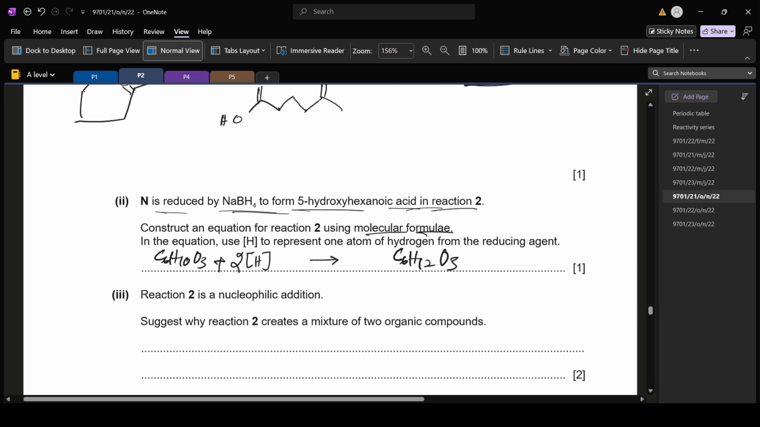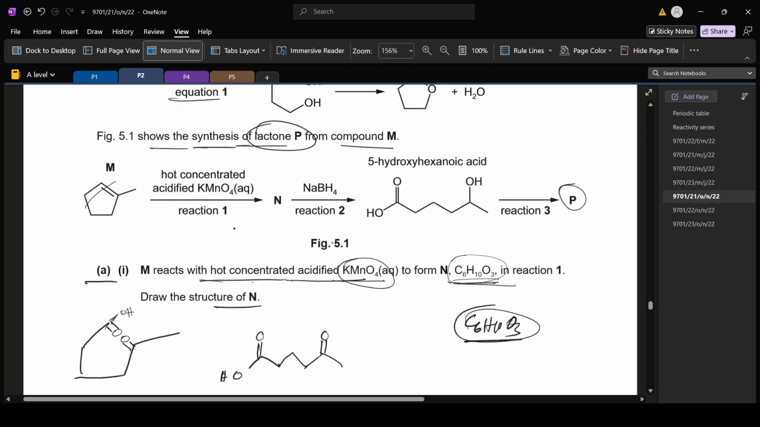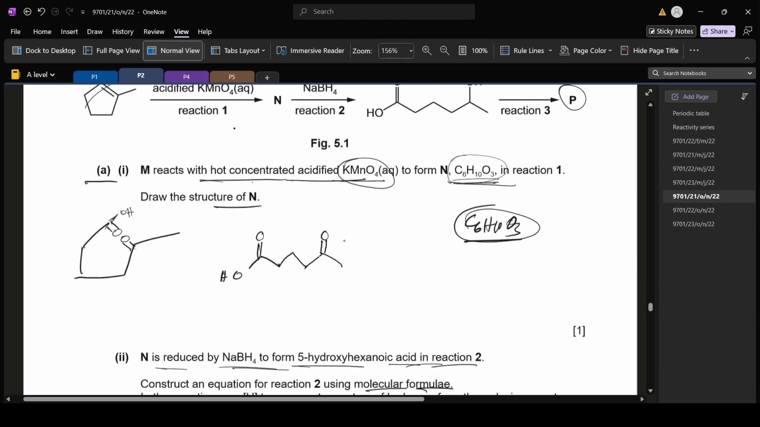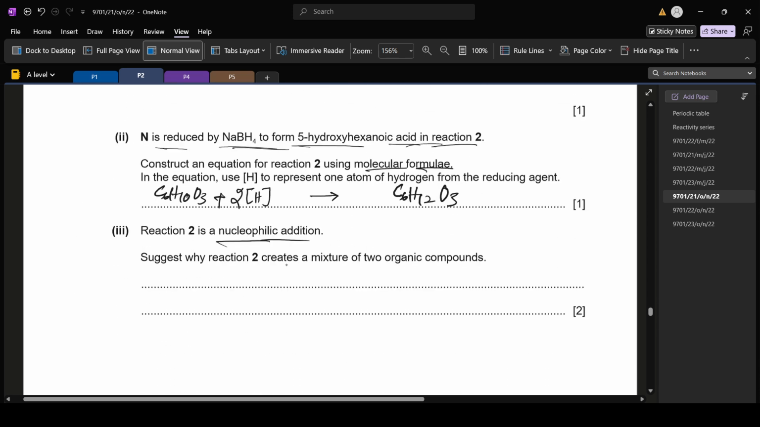Now, reaction 2 is a nucleophilic addition reaction. Why is this a nucleophilic addition reaction? Suggest why reaction 2 creates a mixture of two organic compounds. So it is asking why reaction 2 creates a mixture of two organic compounds.